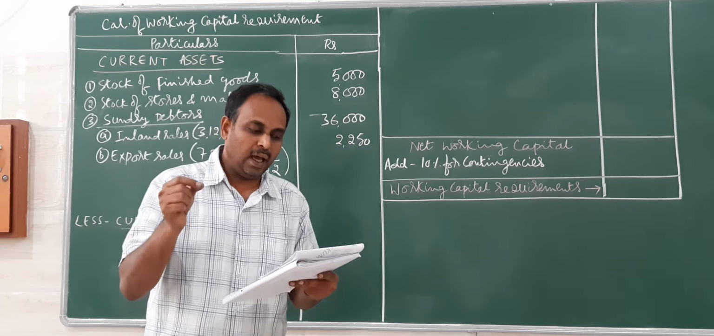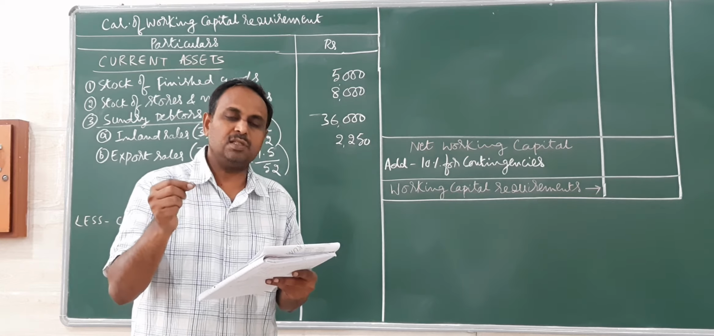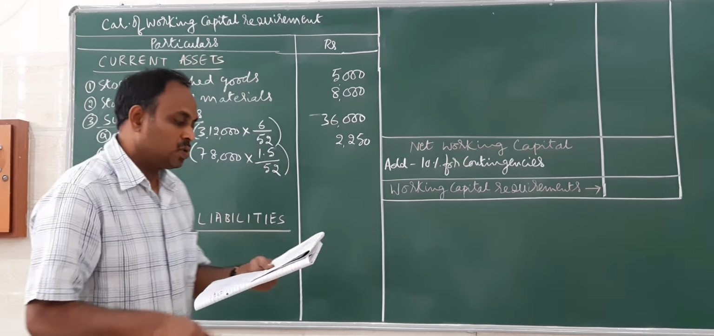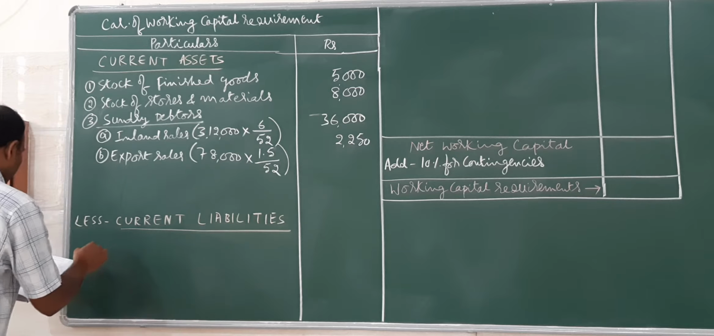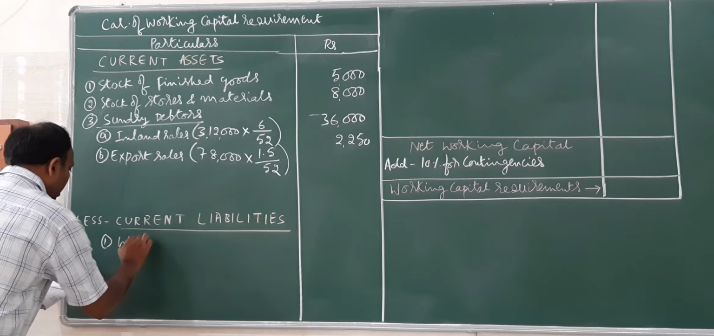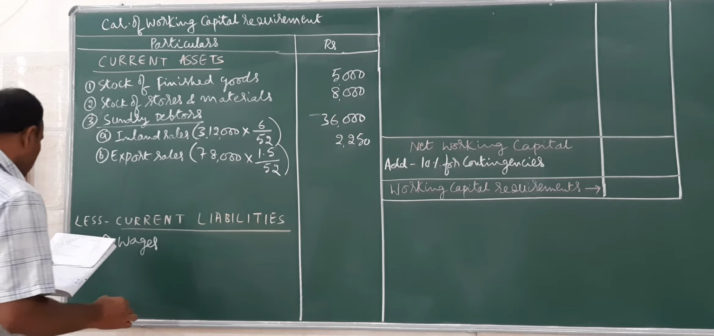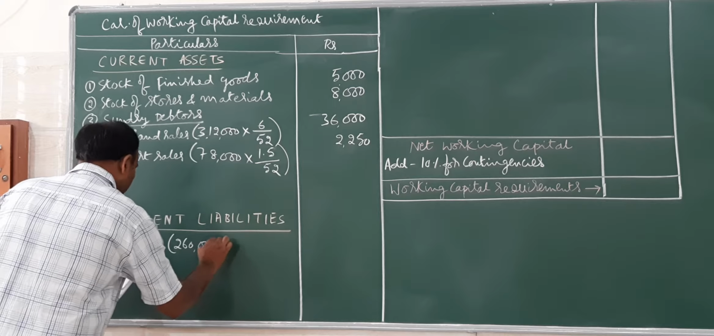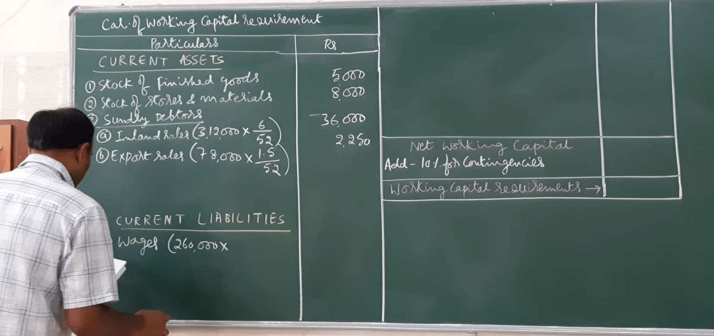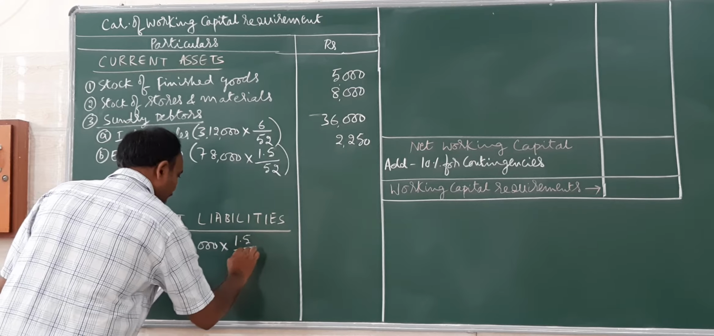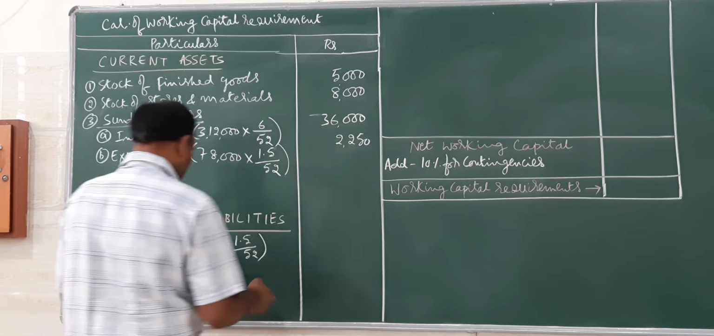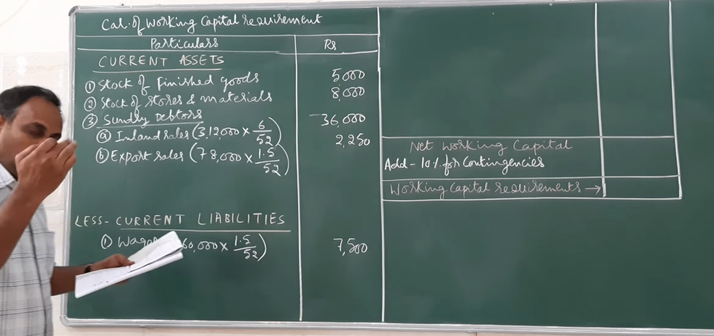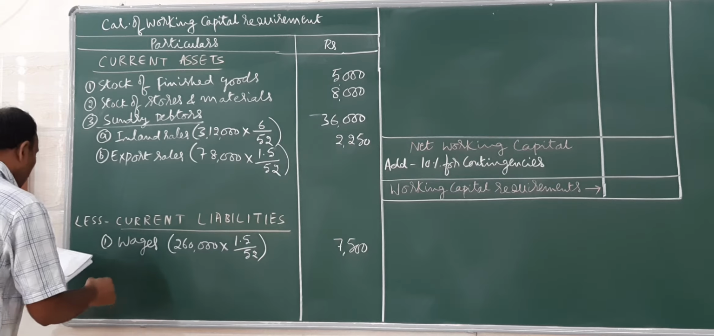Then move on to the other one. You have the lag in payment of wages and other outstandings. They are all connected to the various expenses. So we'll go one by one. The first one is the wages. It is a current liability, an amount payable. You have it as 2,60,000 rupees given as 1.5 weeks. So 1.5 divided by 52, you are going to find it as 7,500.